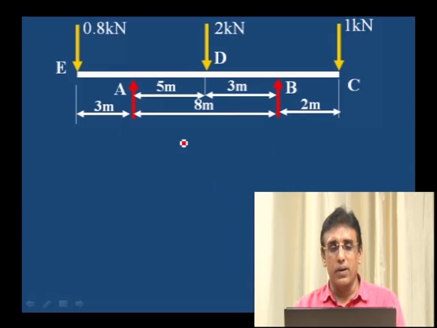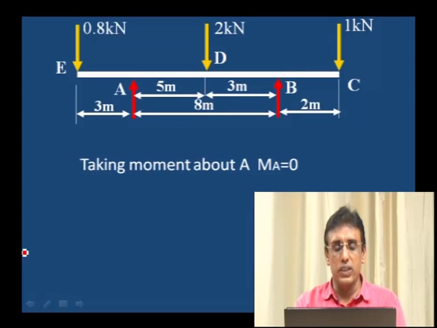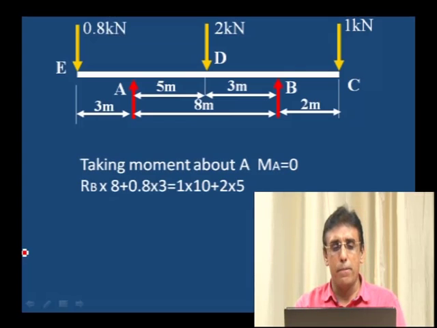Here you should be a little bit careful when you are calculating the reactions. Once the reaction is calculated, it is easy to calculate the shear force and bending moment. First we will take the moment about A. Moment about A, RB into 8. This is the RB into distance. RB into distance is 8. We are taking the moment about A, that is why from A to B the distance is 8 meter.